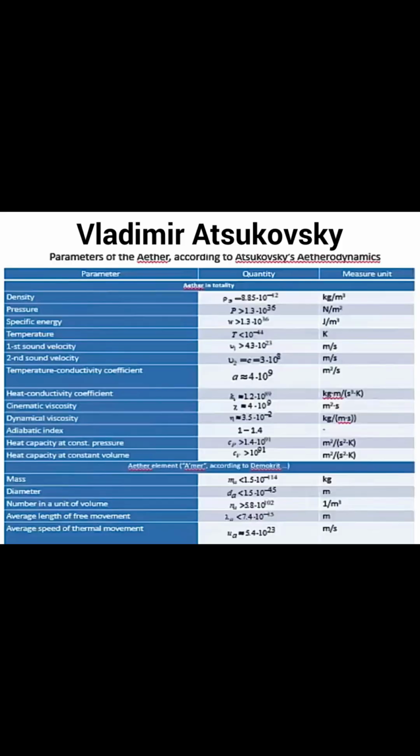And finally, we have the research conducted by Vladimir Atsukovsky in the cutting-edge field of etherodynamics, where he not only identifies the properties of the ether field, but also identifies ether particles themselves, known as amers. He is even able to identify the properties of an amer, such as their mass, diameter, etc.